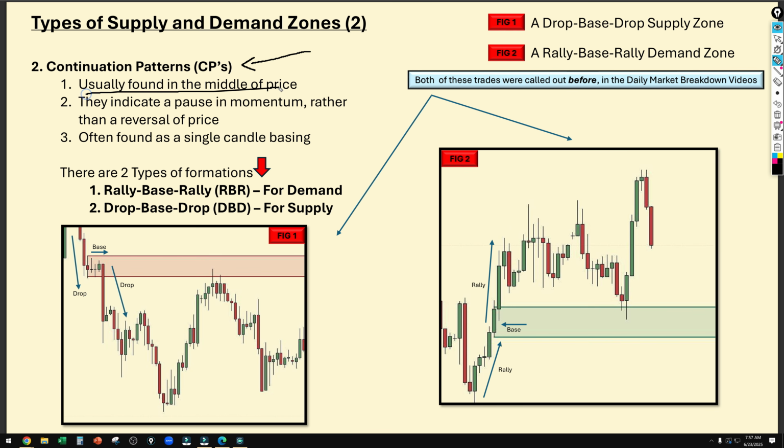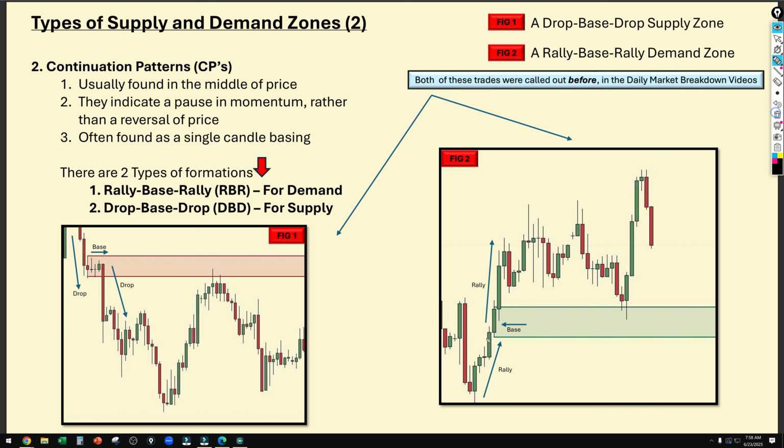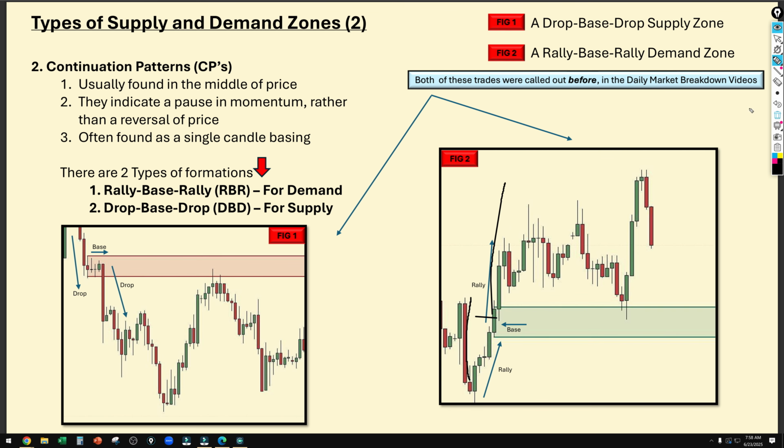These are usually found in the middle of price. Going back to our PDF file here, you can see for supply, we have our drop, base, drop, and then obviously for demand is just the complete opposite. We have a rally, base, rally. And you'll notice for over here, we have 4 candles in our basing.